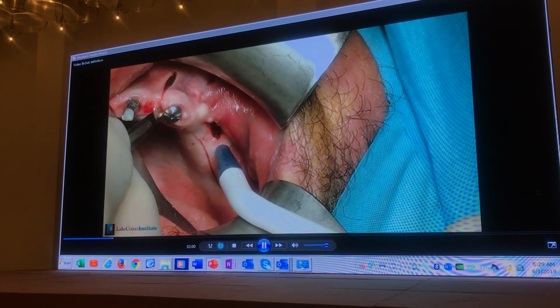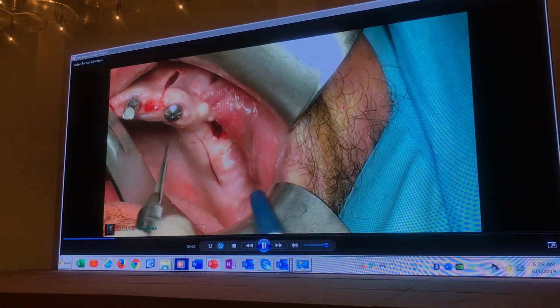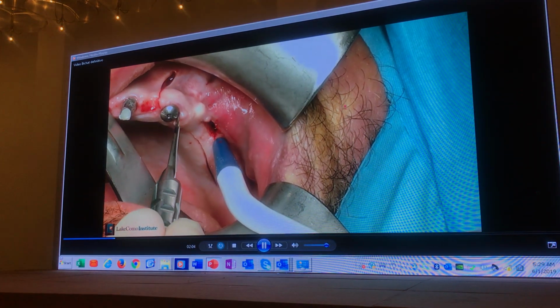Because you have to get a lot of tissue mobilized, and you are going to use the buccal fat pad to close over this.